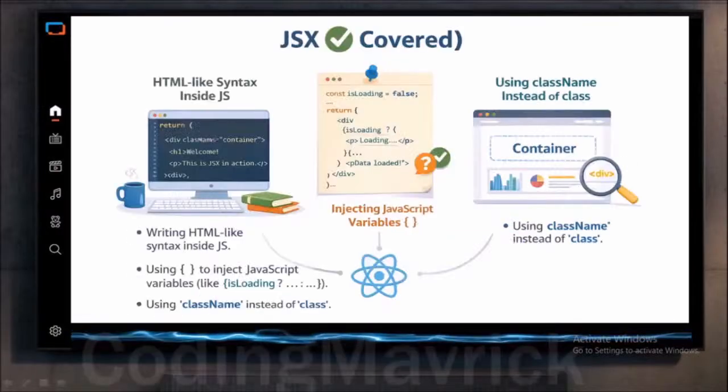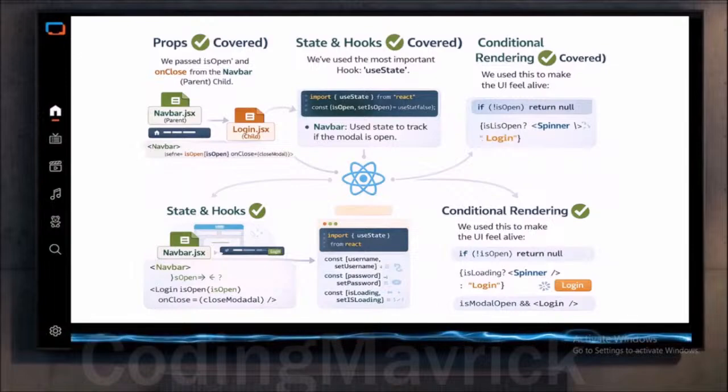Next, we covered JSX. Viewers, every time we wrote something like return and inside it some HTML code, we were using JSX. We practiced writing HTML-like syntax inside JS. After that, we covered props. We implemented this when we moved the login modal to a separate file. We passed isOpen and onClose from the parent navbar to the child login.